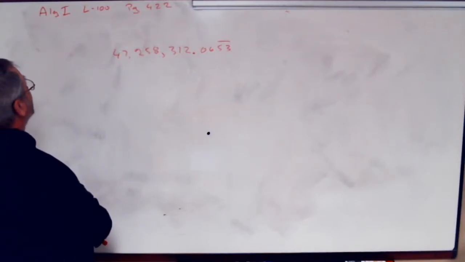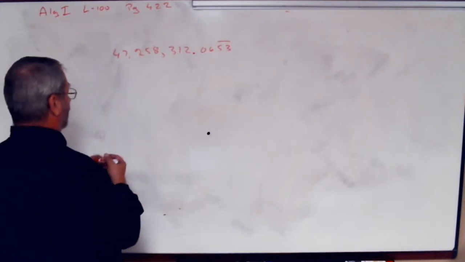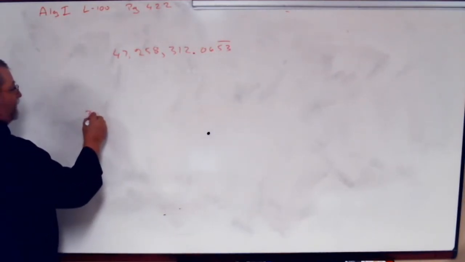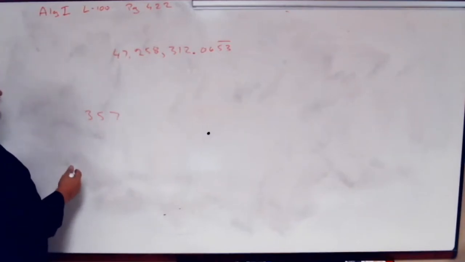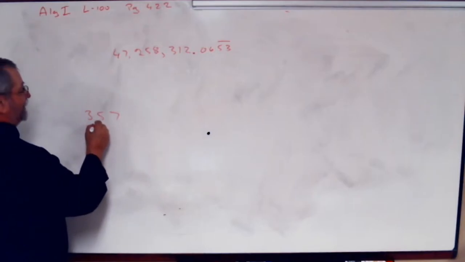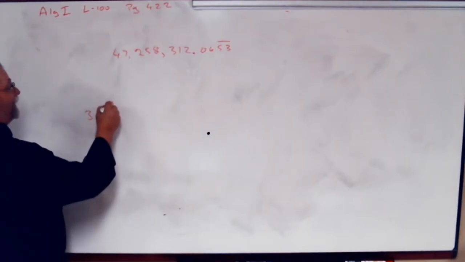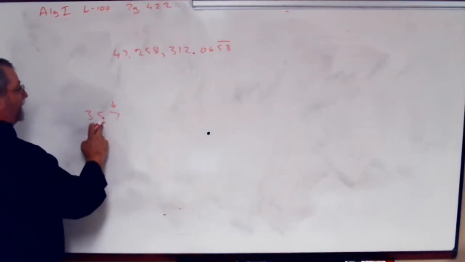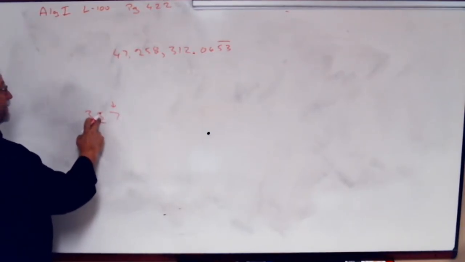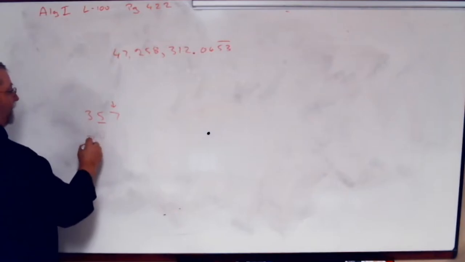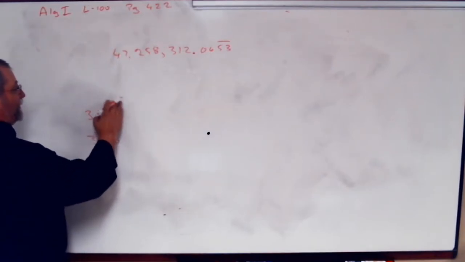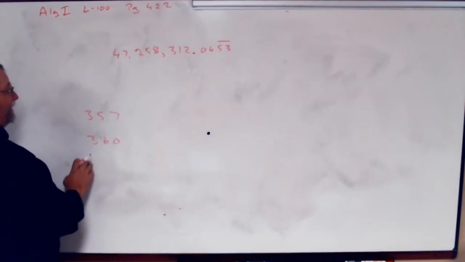All right, so if it says to round off, now y'all understand the rule for rounding, okay? If I have 357, and I want to round that off to the tens place, I look at the tens number, and I see what's behind it. I'm working with this. This number is five or more, so this number goes up one. 360.